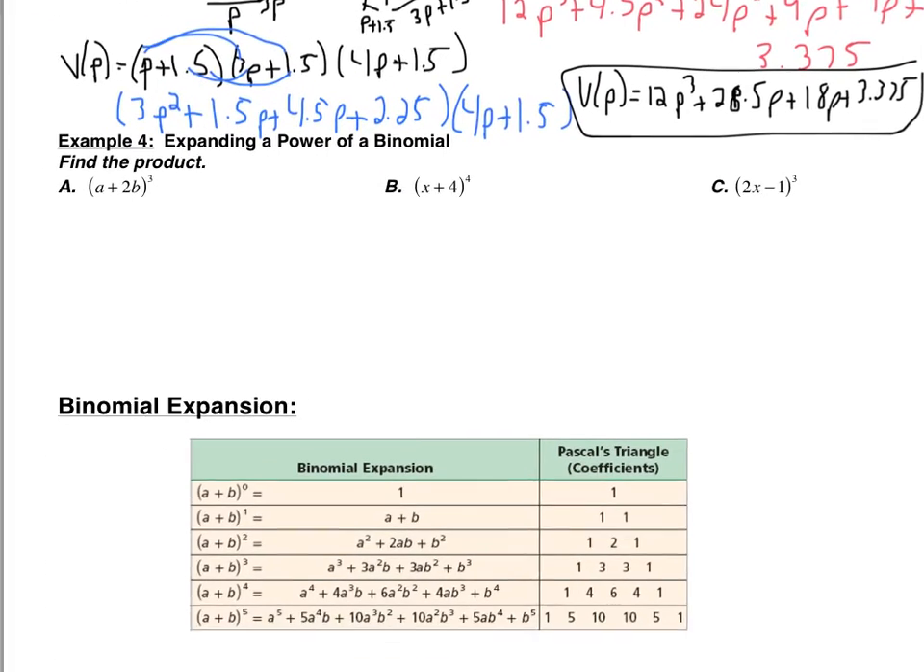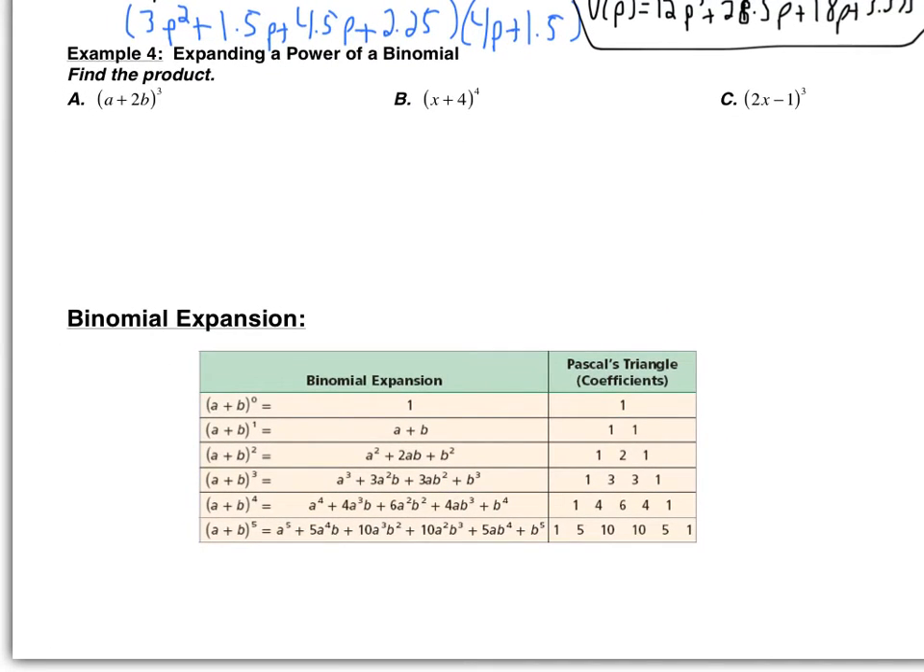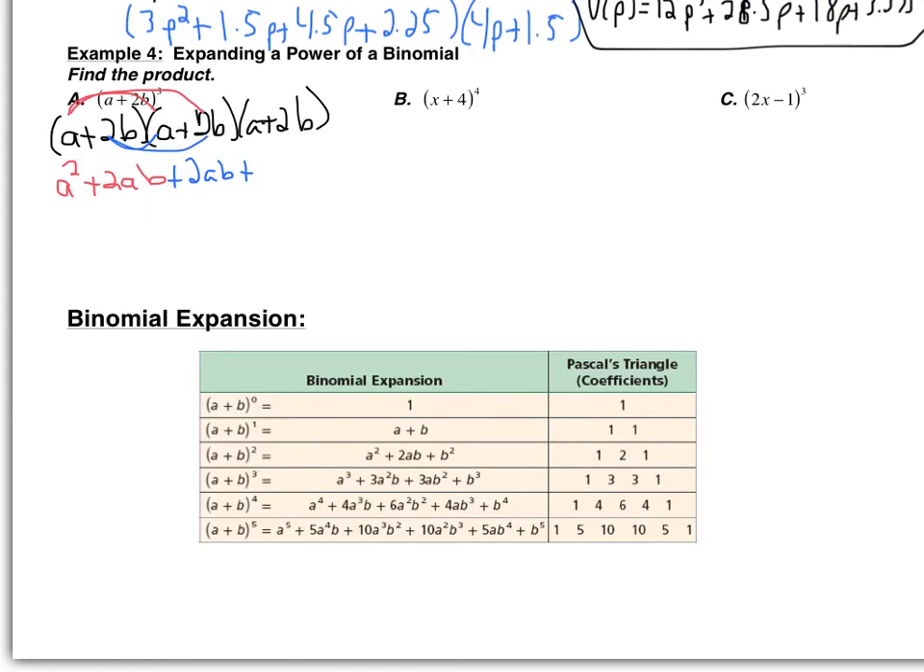And in our next expansion, we have cubed. So we actually have a plus 2b, 3 times. A plus 2b times a plus 2b times a plus 2b. In order to do that, we need to FOIL the first two. So we have a times a is a squared, a times 2b is 2ab, and then we have 2ab plus 2b times 2b is 4b squared. All of that times a plus 2b.